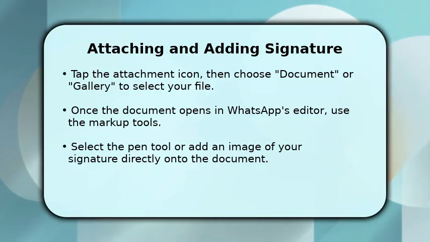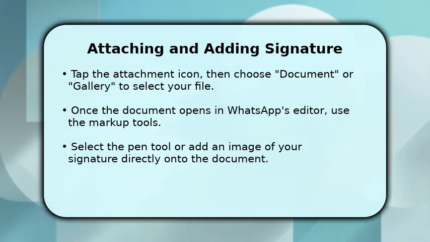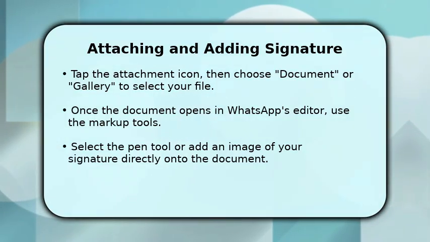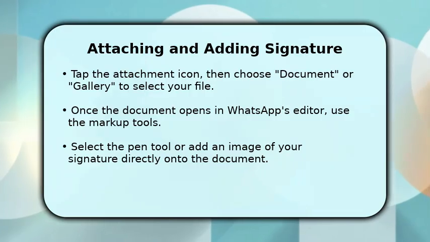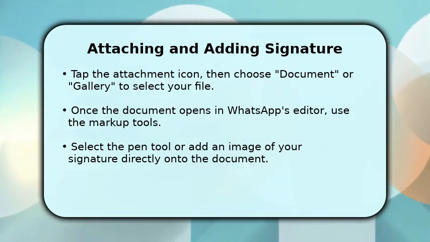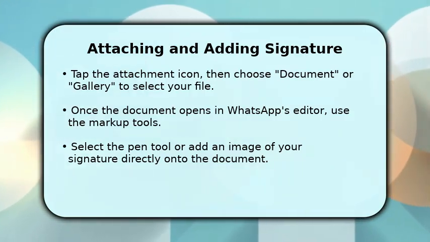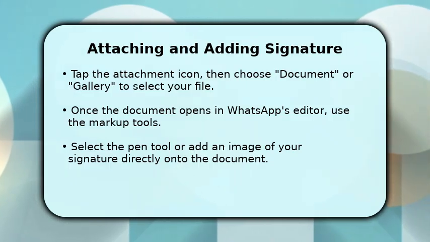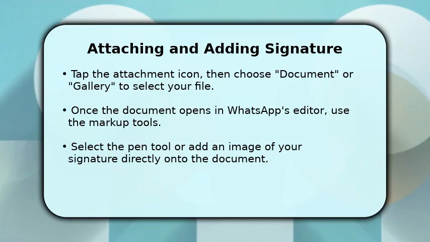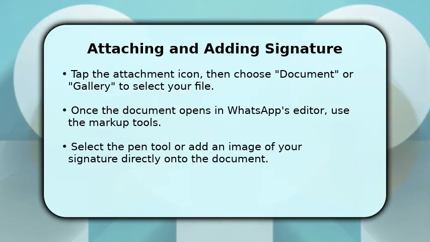In the chat, tap the paperclip icon, then select Document if it's a PDF or Gallery if it's an image. Choose your prepared file. WhatsApp will open it in a simple editor. Here's where the magic happens. Use the markup tools. You can draw your signature with the pen tool, or, even better, insert your pre-saved signature image directly onto the document. Position it carefully for a professional look.